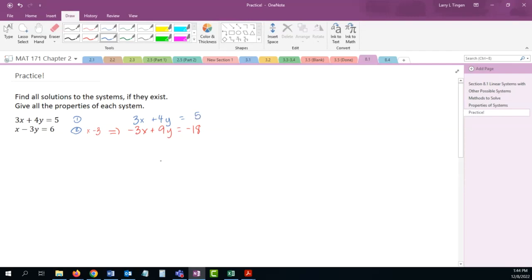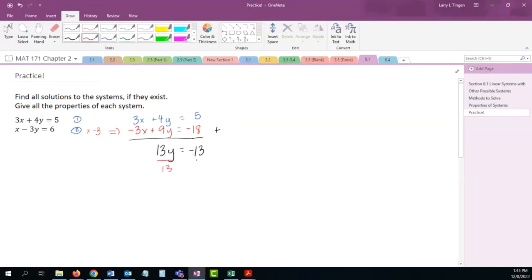You multiply equation 1 and equation 2 by different numbers and then add them. For instance, if you wanted to get the y to fall out, you need to multiply the top one by 3, the bottom one by 4, and then add. Okay, so I have 3x minus 3x. I'm going to add these. And 3x minus 3x is nothing, so the x's go away. 4y plus 9y is 13y. And then 5 plus -18 is -13.